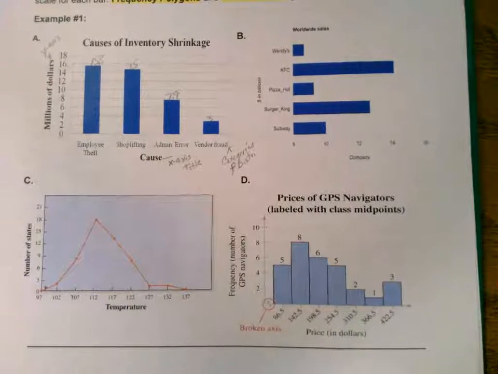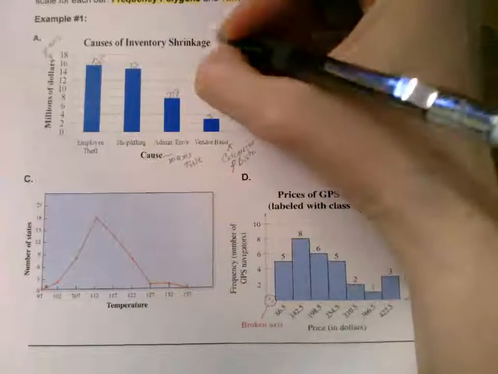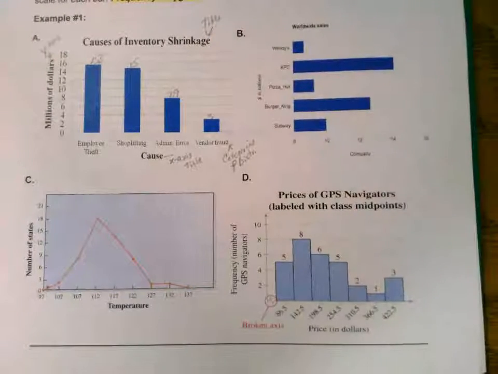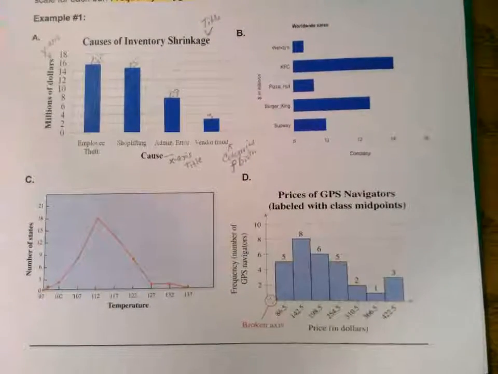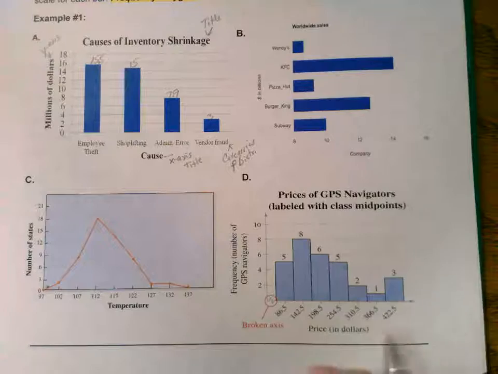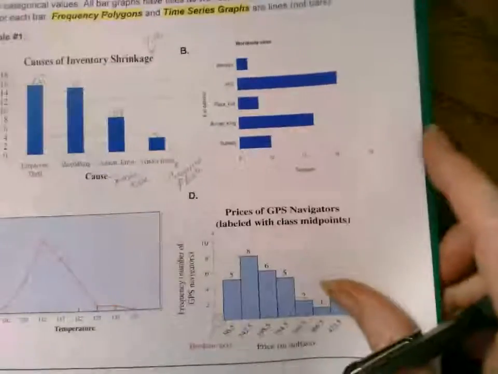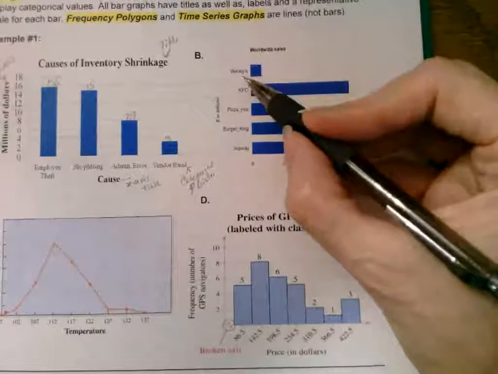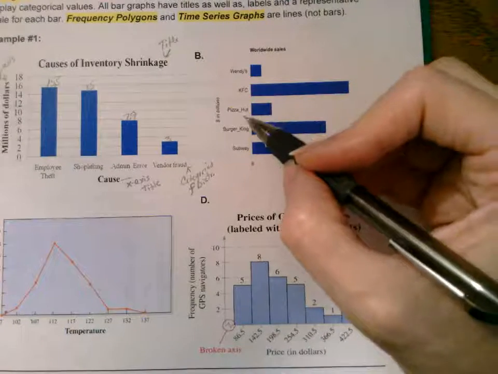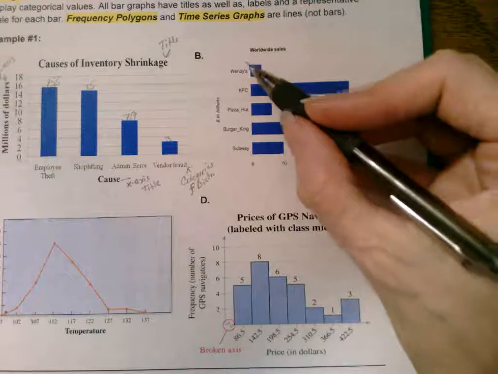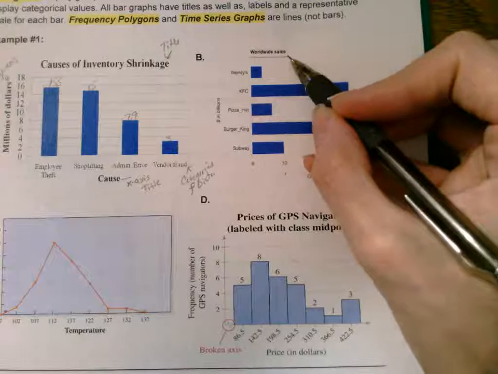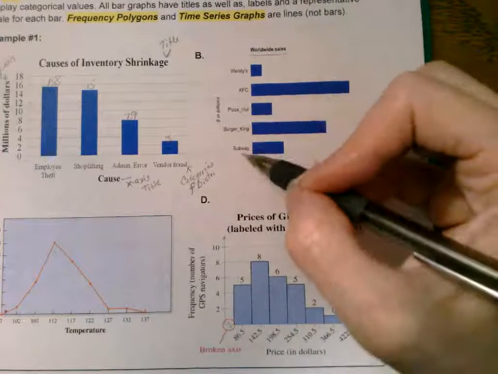Okay. So you can see that right here is the main title of the graph to tell people what they're looking at. So all these things are required, and you need these scales where appropriate. Okay. So let's look at B here. I should probably not move it. I don't know if you can read this. This is really small. That says Wendy's, KFC, Pizza Hut, Burger King, Subway, and this says worldwide sales. It's a little small for people across the room.